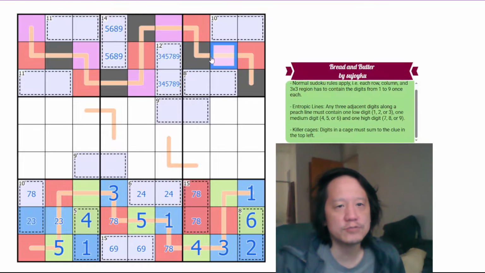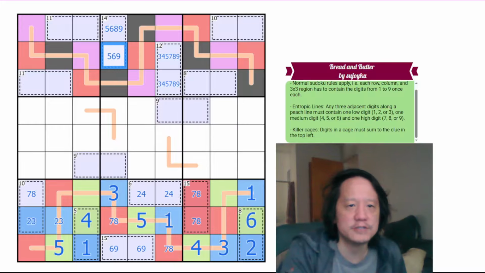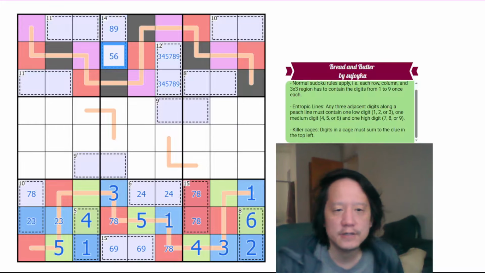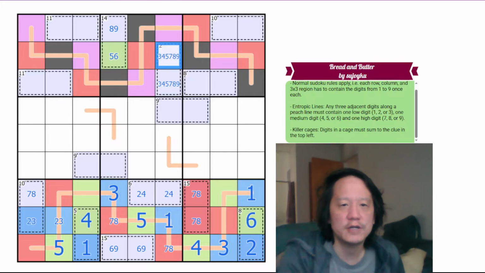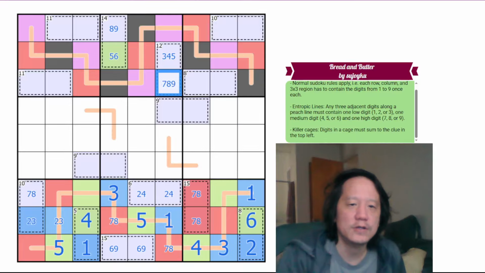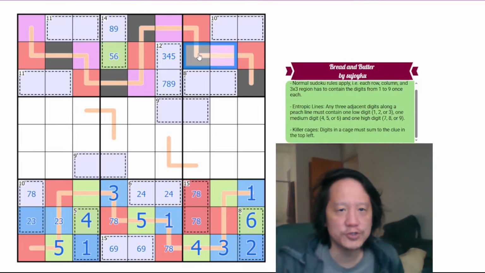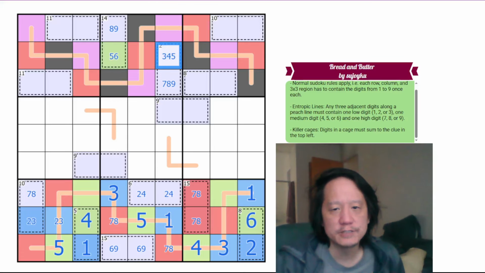We have 3 highs in row 2, so this cannot be high. This is mid. And 5 and 6. This can't be high, so this must be 3, 4, 5 here. Well, we know this is mid. We have 2 of each of the other colors. That means since this is mid, this cannot be mid here. So this must be low.